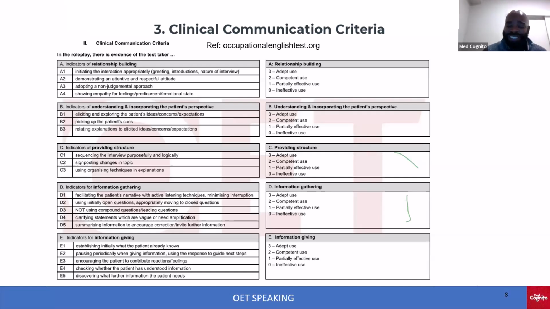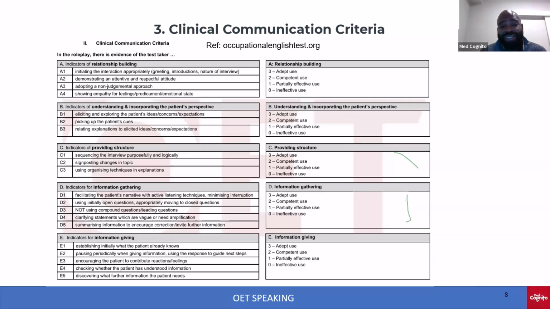One, relationship building. So are you initiating the interaction appropriately? Are you greeting the patient or the interlocutor? Are you doing proper introductions? Are you demonstrating being attentive and having a respectful attitude? These are things that will be expected of a medical professional in a clinical setting. And so you are being evaluated for all of these.